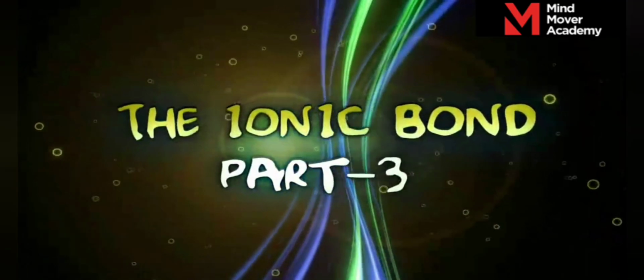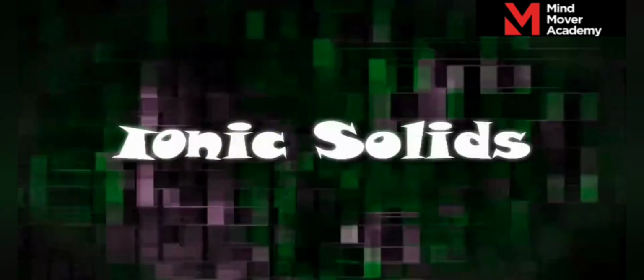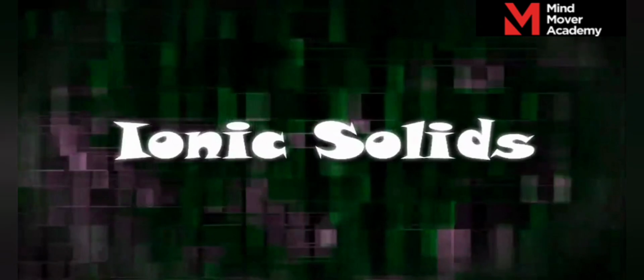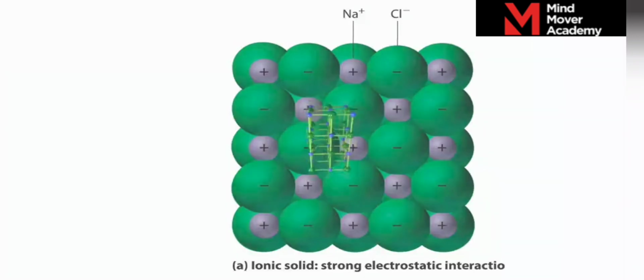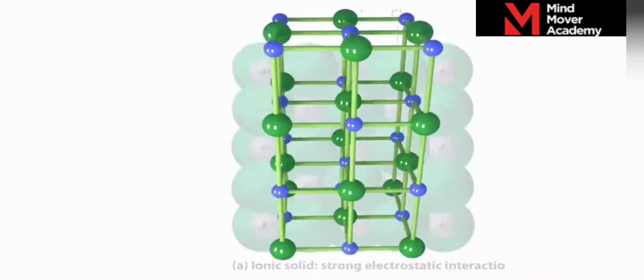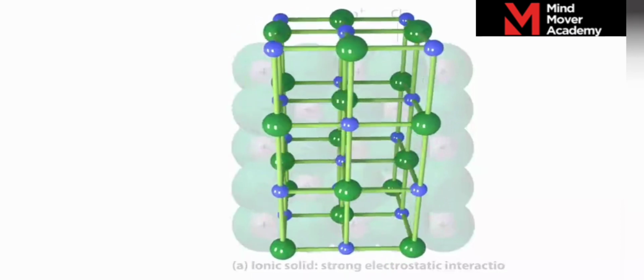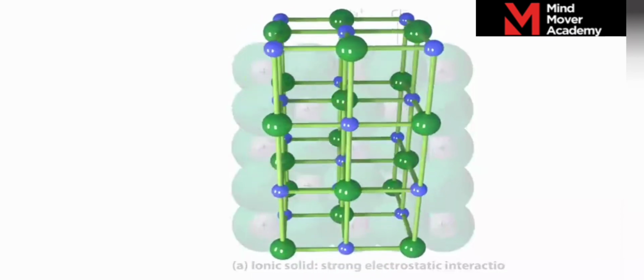The Ionic Bond, Part 3. Ionic solids. The force of attraction between the cations and anions is so strong that ionic compounds form crystalline solids. In a crystal, the atoms, ions, or molecules are arranged in a definite three-dimensional geometrical pattern called a lattice.